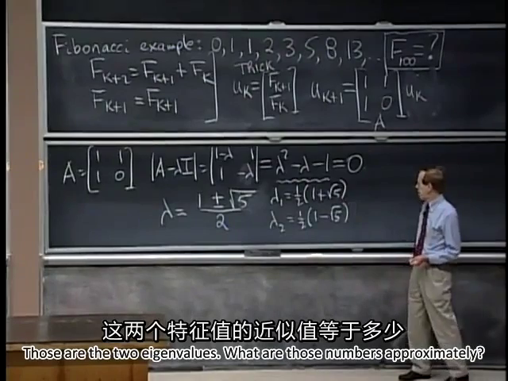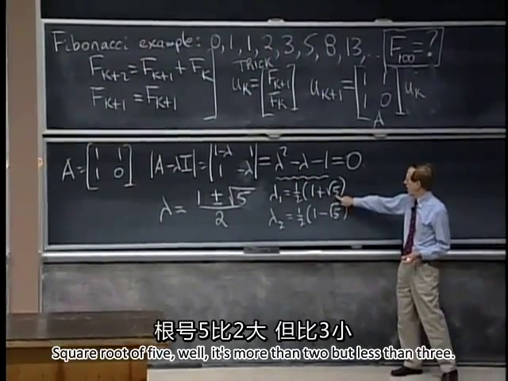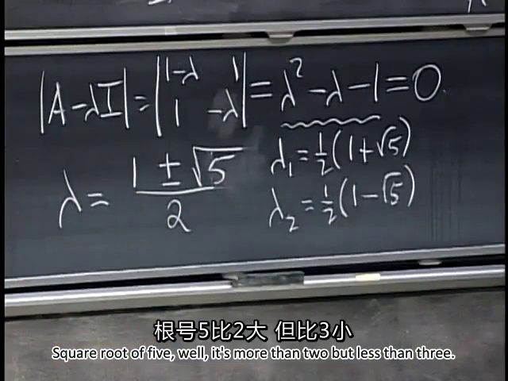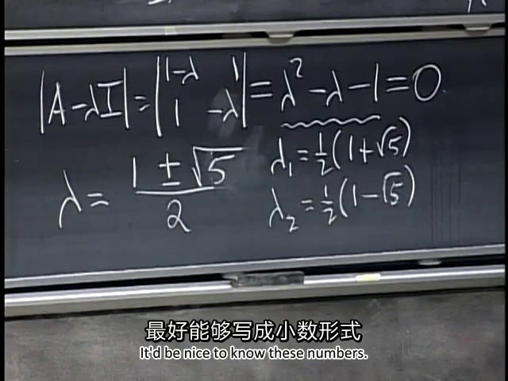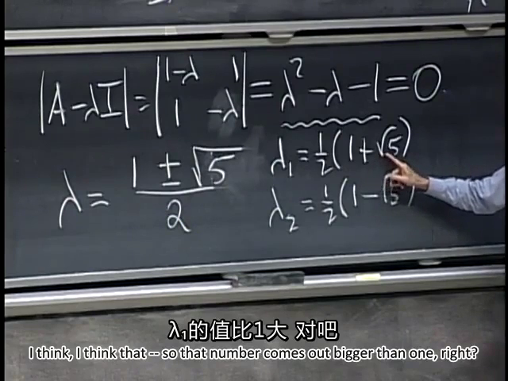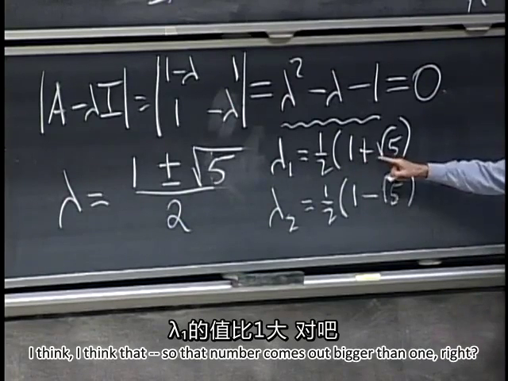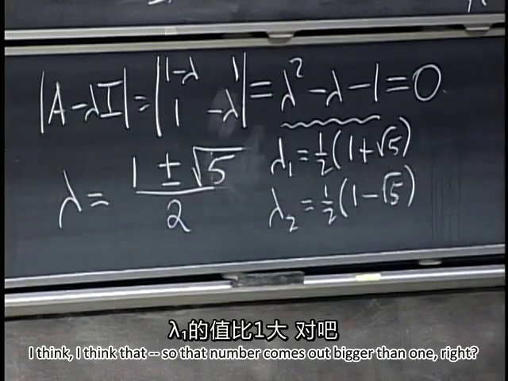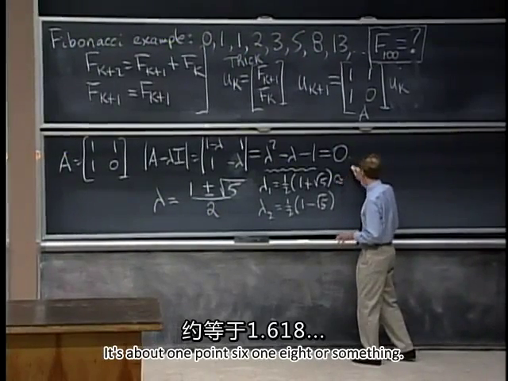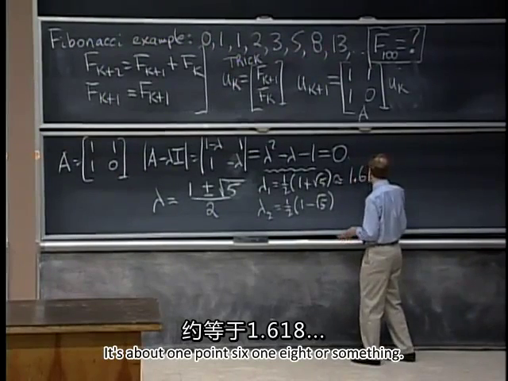What are those numbers approximately? Square root of 5, well, it's more than 2, but less than 3. It'd be nice to know these numbers. I think so that number comes out bigger than 1, right? Yeah, that's right. This number comes out bigger than 1. It's about 1.618 or something.